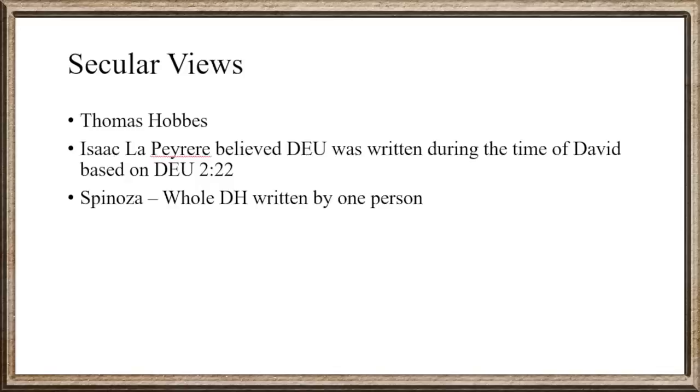So here are some more secular views, right? Critical scholarship, or I guess a more secular study of the text on this, actually began with Thomas Hobbes, and he started pointing out the issues in secular circles with "until this day." Some of the thinkers at the time, like Isaac La Peyrère, I think. I probably am mispronouncing that. He believed that Deuteronomy was written during the time of David, basing his reading on Deuteronomy 2:22.